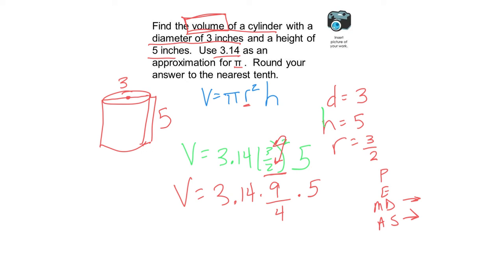Okay, you can multiply in any order. So I just looked at 9/4 times 5, and in my head I said, oh, can I cross reduce? No, I cannot. So now I'm going to consult my calculator. And in my calculator, I'm going to type 3.14 times 9 times 5, and I'm going to write that down.